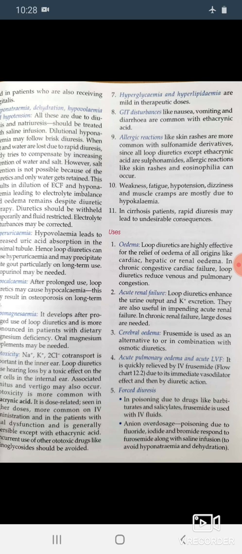The next side effect is weakness, fatigue, hypertension, dizziness, and muscle cramps. And these are mostly due to hypokalemia. And in cirrhosis patients, rapid diuresis may lead to other undesirable consequences.